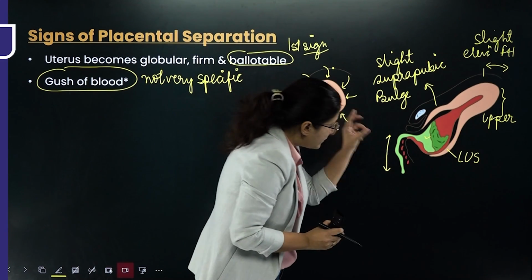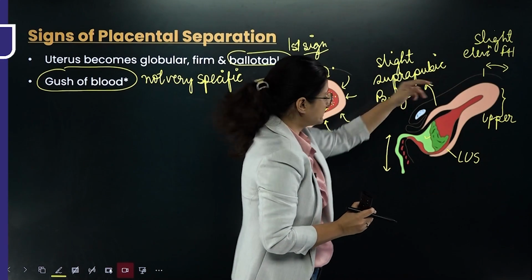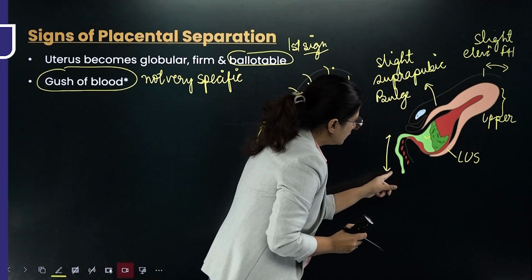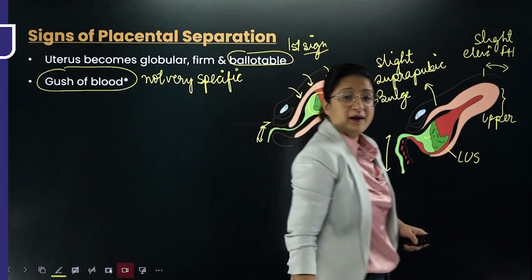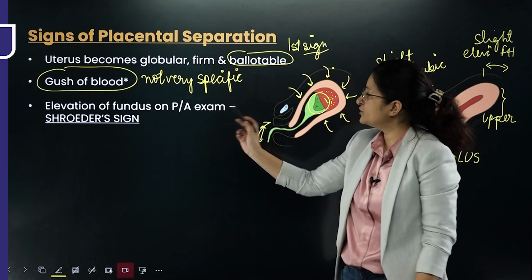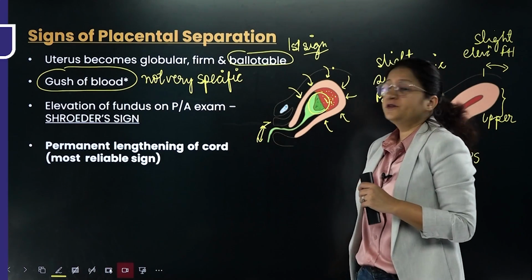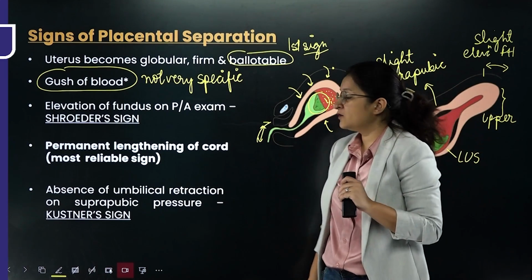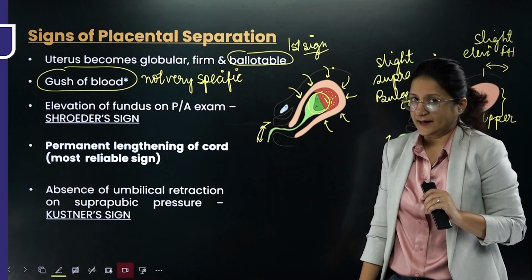However, once there is permanent lengthening of the cord, you give suprapubic pressure now, what will happen? This will not go up, right? The length of the cord that is already outside is not going to go up. So this is permanent lengthening of the cord. So remember here, this elevation of the fundus on per-abdominal examination is a named sign that is called the Schroeder's sign. The permanent lengthening of the cord is the most reliable sign of placental separation. And remember here that absence of umbilical cord retraction on suprapubic pressure that I just described to you is called the Kustner sign. Okay.